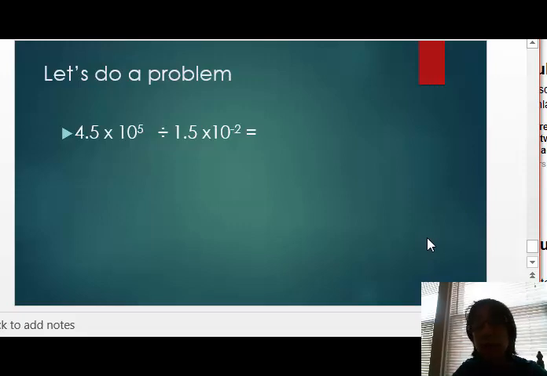Now that we know how to enter scientific notation using the EE or EXP key, let's look at a calculation that involves powers of 10. 4.5 times 10 to the 5th power divided by 1.5 times 10 to the negative 2nd power. Pause the video to enter this into your calculator and see what you get.